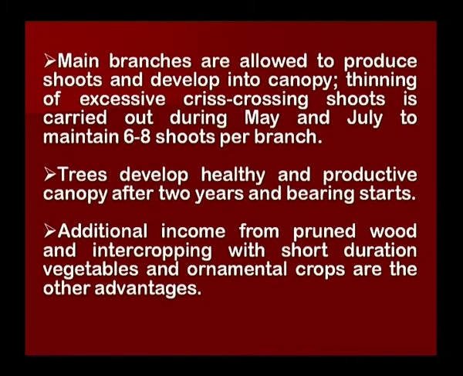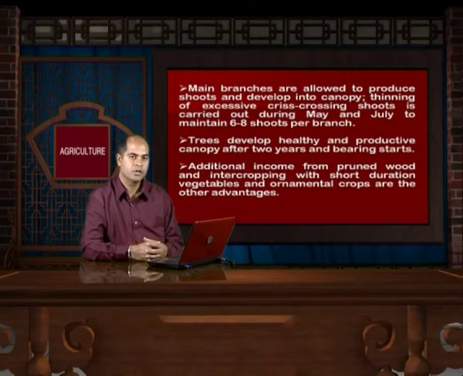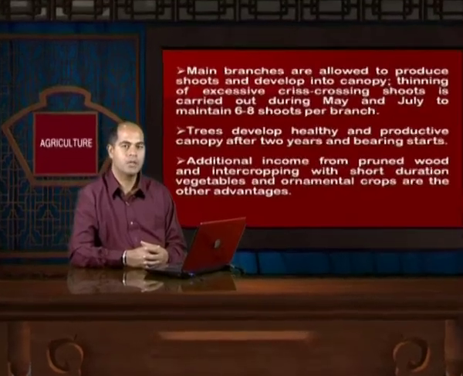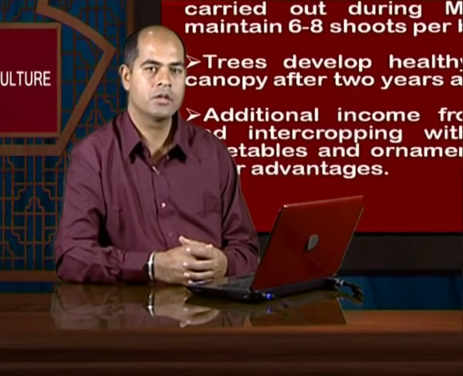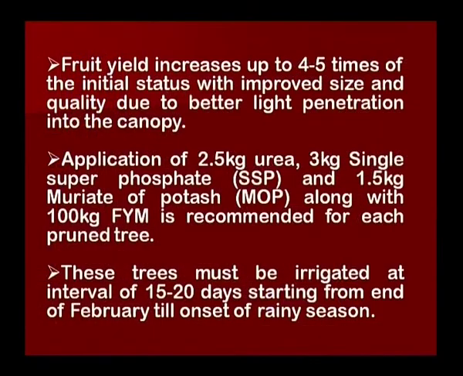Additional income from prune wood and intercropping with short duration vegetables and ornamental crops are the other advantages. So, the space between the trees can be utilized by intercropping vegetables or ornamental flowers to get additional income. Fruit yield increases up to 4 to 5 times of the initial status with improved size and quality due to better light penetration into the canopy.